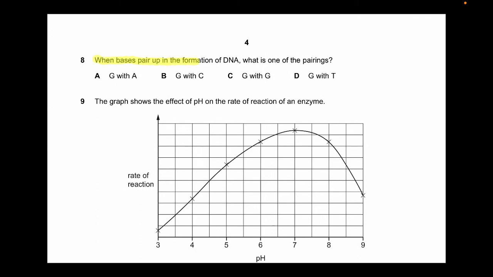When bases pair up in the formation of DNA, what is one of the pairings? We know that in DNA, A pairs with T with 2 hydrogen bonds and C pairs with G with 3 hydrogen bonds. So G with C, option B is the correct answer.